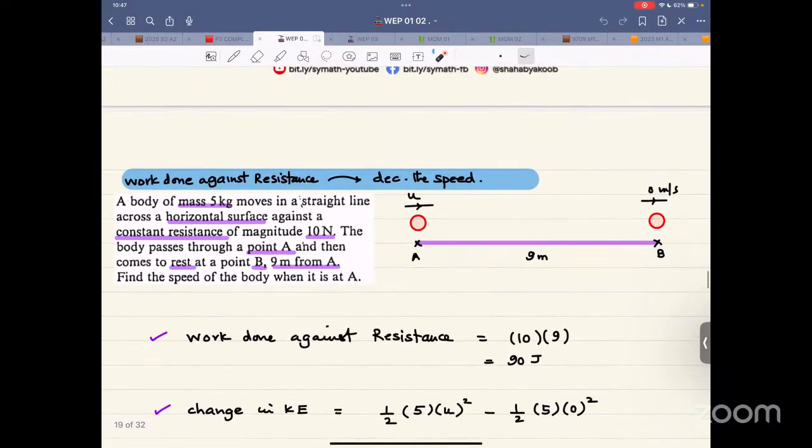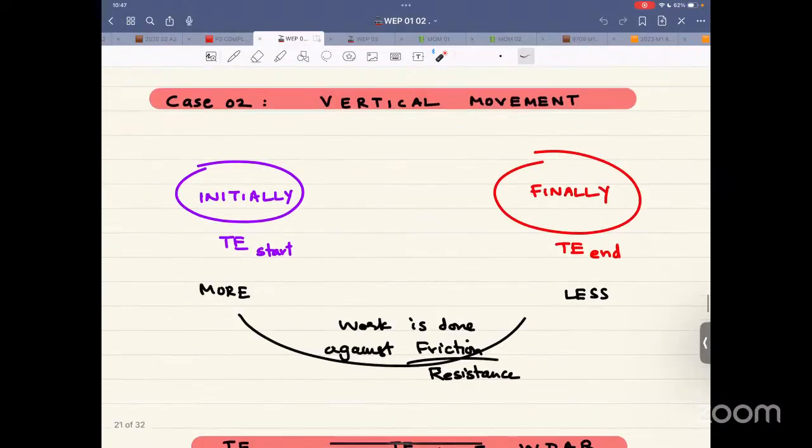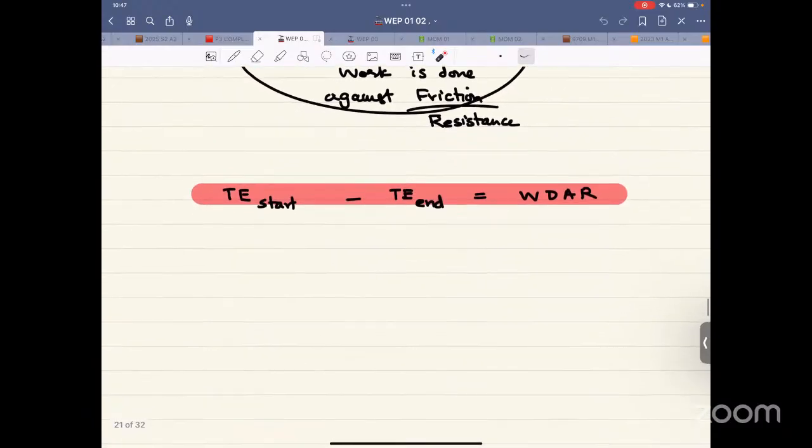Let's say if we have vertical movement. Initially, that's the total energy at the start. Finally, total energy at the end. There is more initially, there is less finally. The difference is work done against friction, work done against resistance. So total energy at the start minus total energy at the end is work done against resistance.